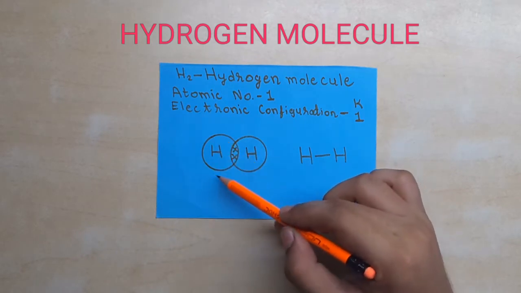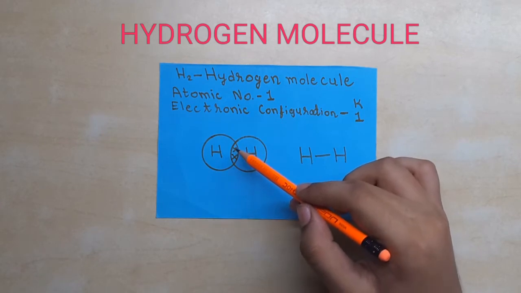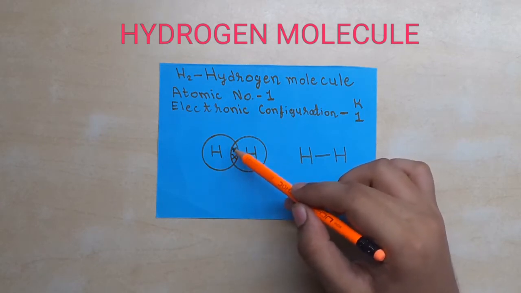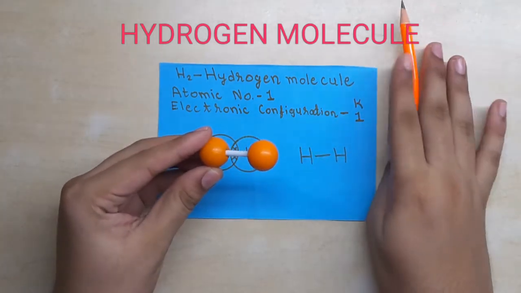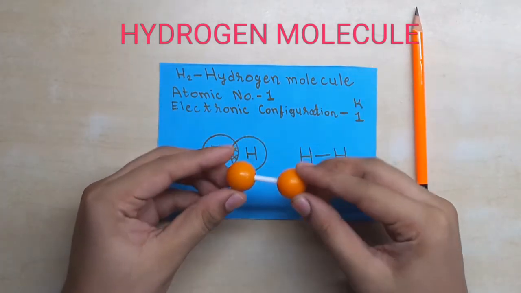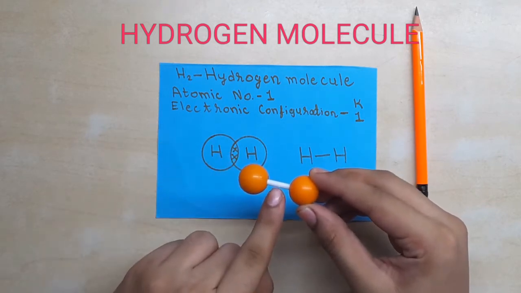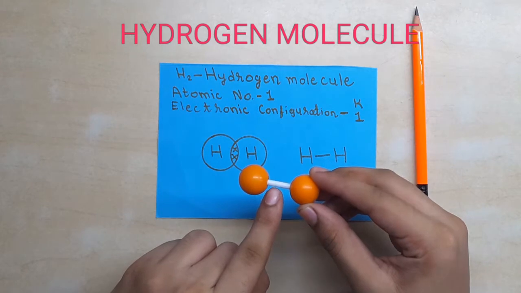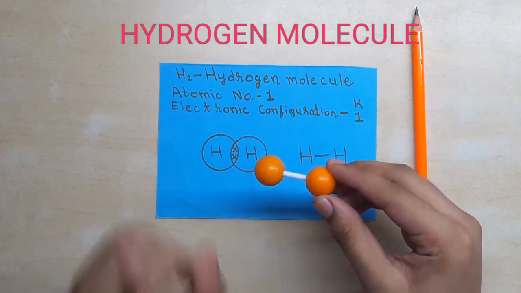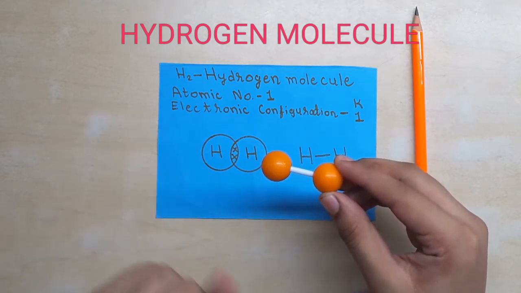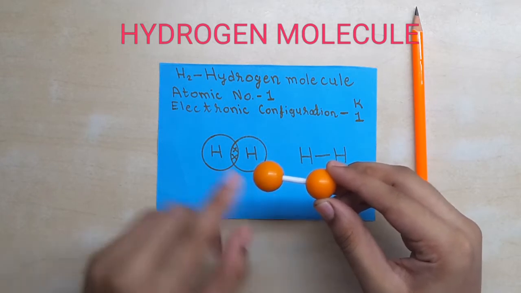So, this is one hydrogen atom and this is another hydrogen atom. They both form covalent bond and share their electrons. This is the three-dimensional representation of hydrogen molecule. There is a single bond formed between them. This means a single bond represents that a pair of electrons, that is two electrons, are shared between two atoms.